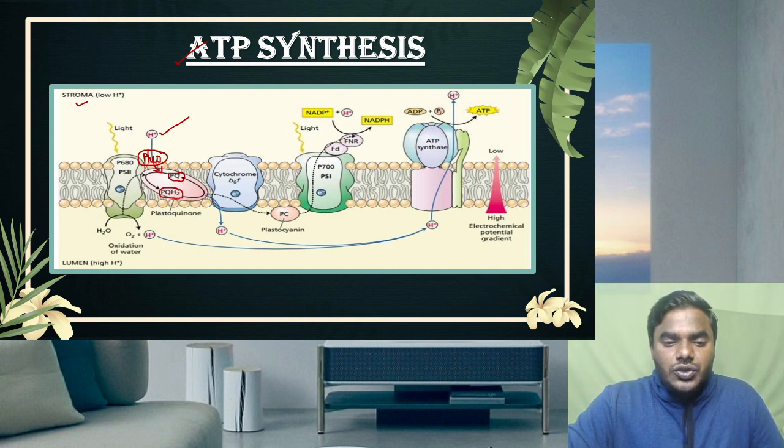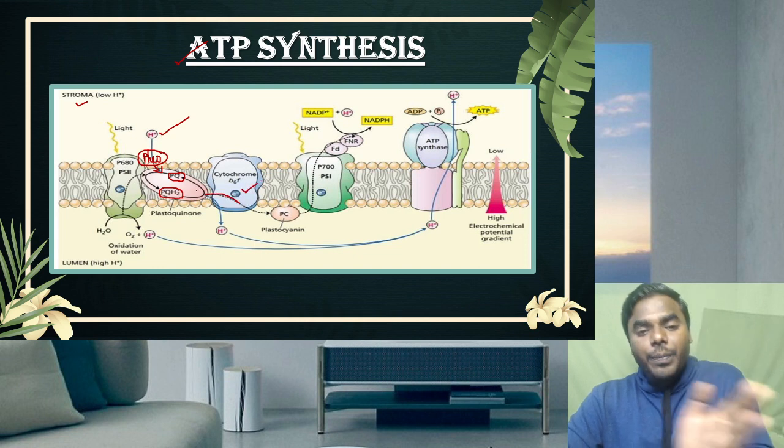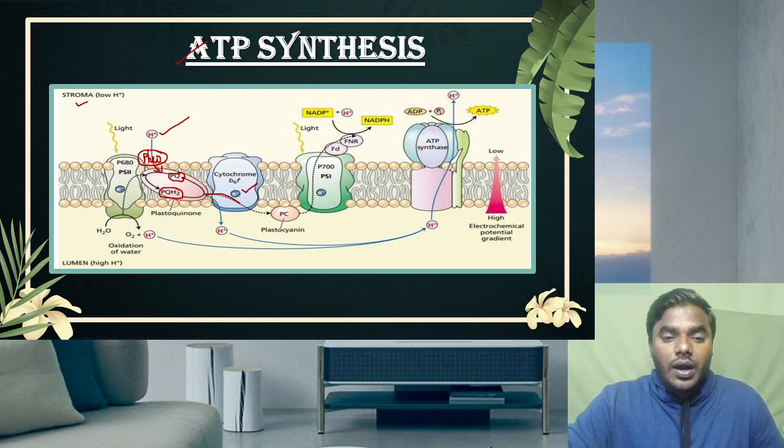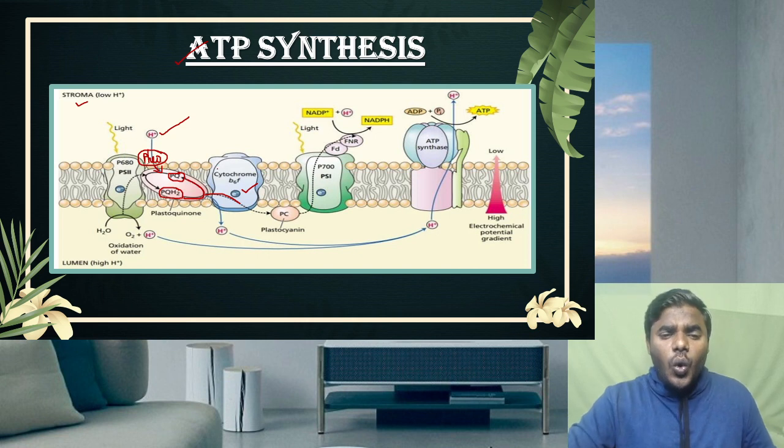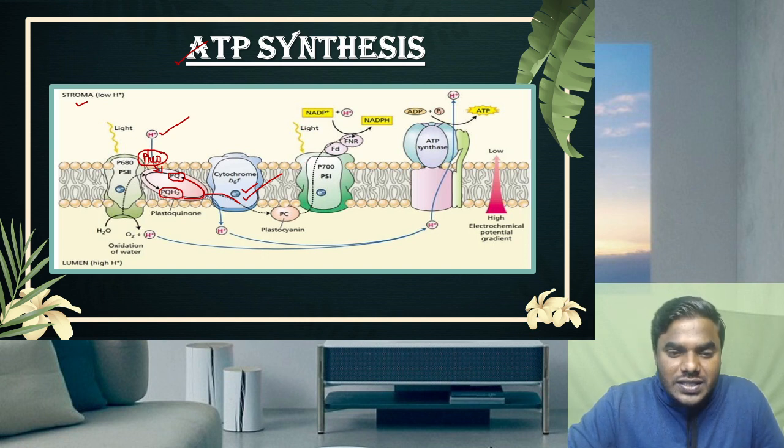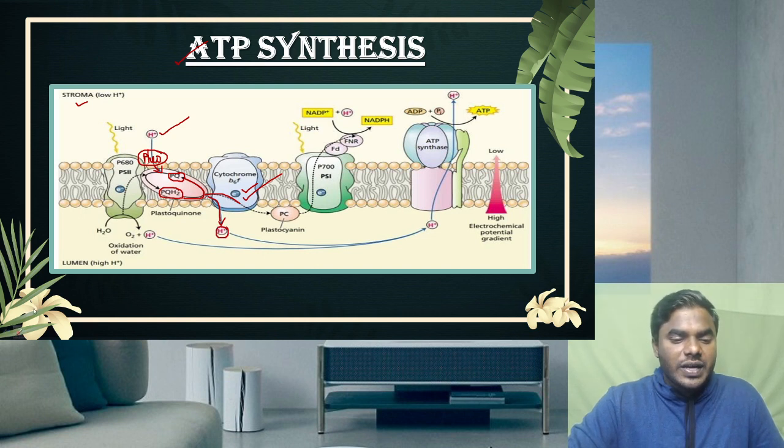Now the PQH2, do you think the electron will remain with the PQH2? No, not at all. The electron is passed to what? Cytochrome B6F. Then upon passing the electron, PQH2 is oxidized back to PQ. Okay, the electron is sent here. What about the proton? Friends, the proton is released into the lumen. I will explain once again, and this time it will be clear to all of you.